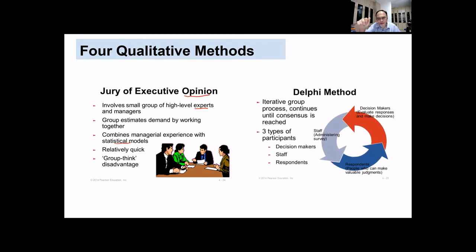Similar to this is the Delphi method, which is also opinions, and it is an iterative group process. Iterative means you do it a few times. Round 1, then round 2. In fact, the Delphi method is used in a lot of research, a lot of business research. The decision makers evaluate staff, administer the survey to respondents, and record who can make valuable judgments. So we repeat this: decision makers, the staff doing the work, or the respondents.